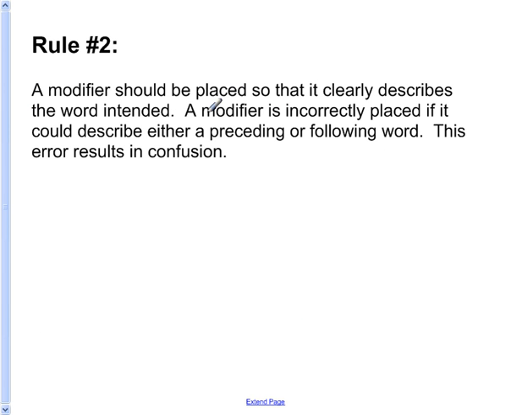Rule number 2. A modifier should be placed so that it clearly describes the word intended. A modifier is incorrectly placed if it could describe either a preceding or following word. This error results in confusion. In other words, the modifier describes 2 or more words. So we're not sure which word it describes.